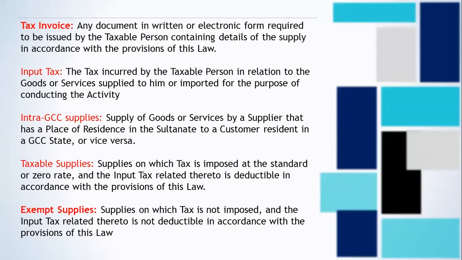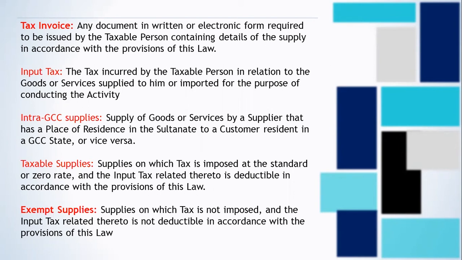The tax invoice is very important because on the basis of the tax invoice, your customer or your recipient will be eligible for the input tax credit. So it becomes very important that the tax invoice issued by the supplier is within the provisions of the law, right? Next comes the input tax. The tax incurred by the taxable person in relation to the goods or services supplied to him or imported for the purpose of conducting activity.